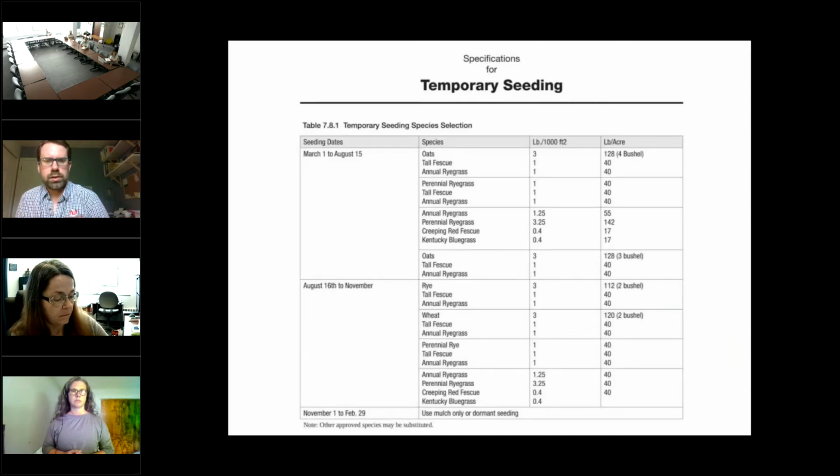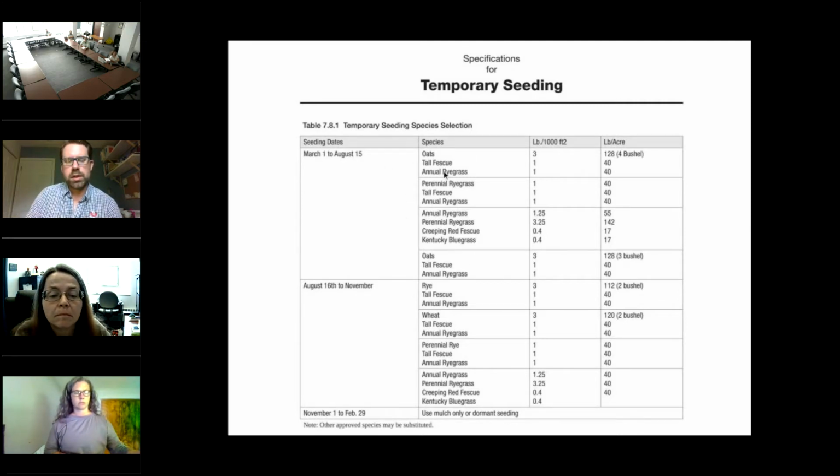So here is the spec for temporary seeding that is most commonly used. As you can see, it consists of oats, which is your annual cover crop. You've got some annual ryegrass as well, but this predominantly consists of cool season turf grasses. You've got fescue, ryegrass, and bluegrass in there, and those are the most common grasses you see in stabilization seeding.